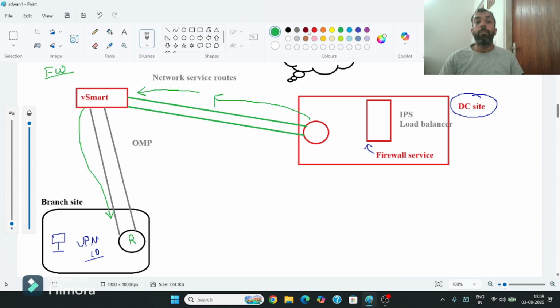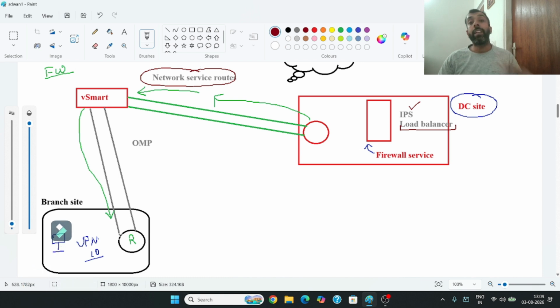Similarly, apart from the firewall service, if we have placed an intrusion prevention system and a load balancer, this information can also be provided with the help of OMP in which routes? In network service routes. These are the three routes. Which routes? Network service routes, TLOC routes, and OMP routes, which can be exchanged in the OMP protocol.